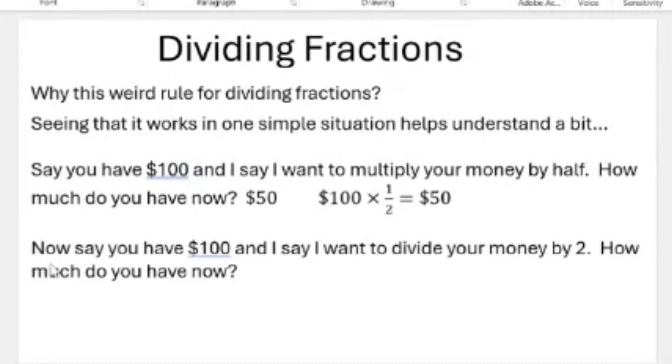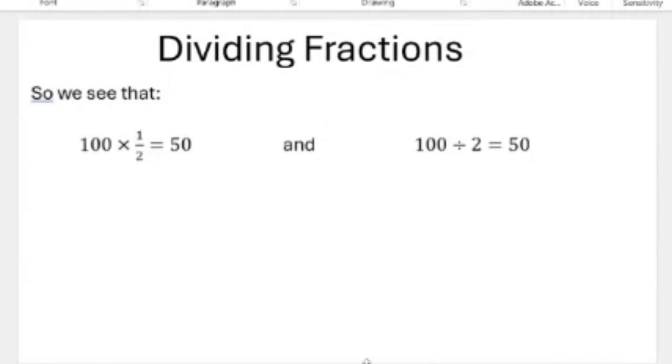Now let's ask the same question a different way. You have $100, and I say I want to divide your money by 2. How much money do you have? Again, $50. $100 divided by 2 is 50. So here we have two things that we can do that both turn 100 into 50. We can multiply by a half or divide by 2.